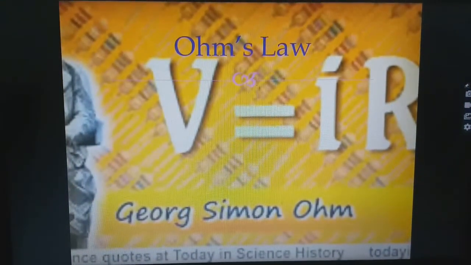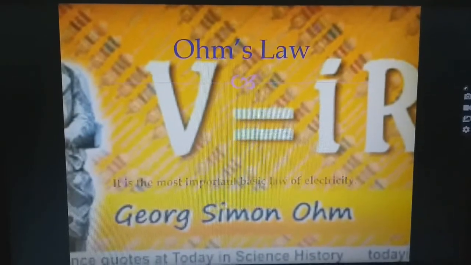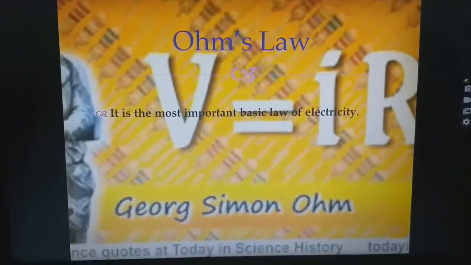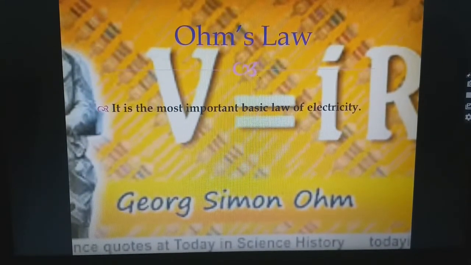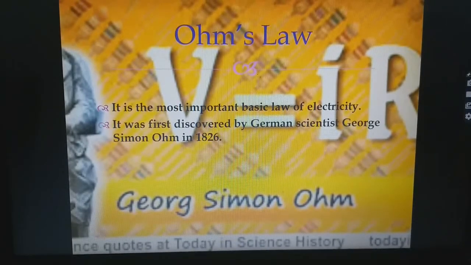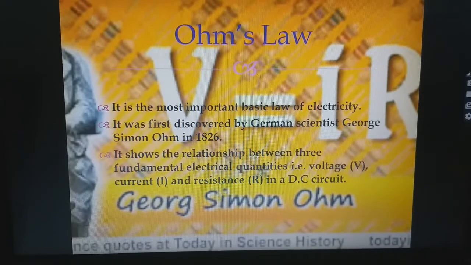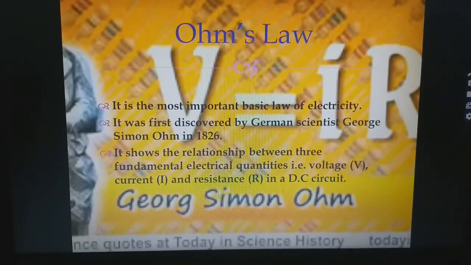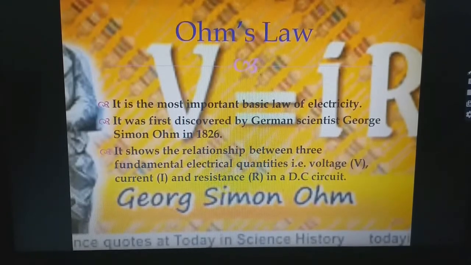First of all, we come to Ohm's law. It is the most important basic law of electricity. It was first discovered by the German scientist Georg Simon Ohm in 1826. It shows the relationship between three fundamental electrical quantities, that is, voltage V, current I, and resistance R in a DC circuit.